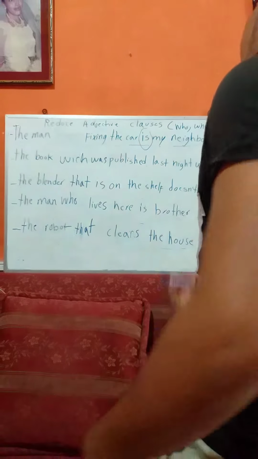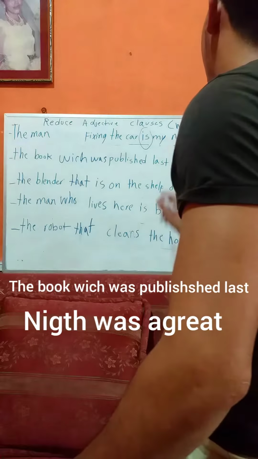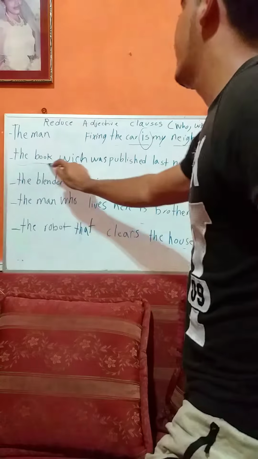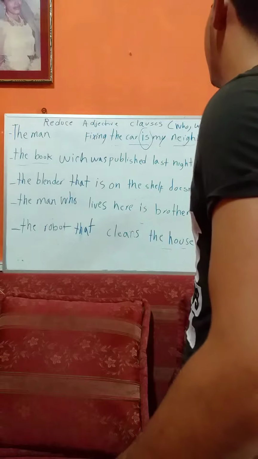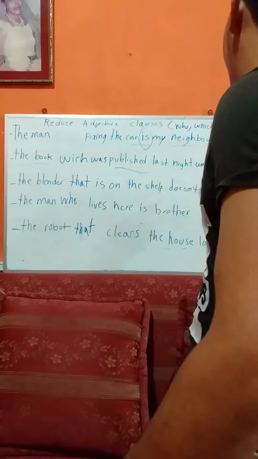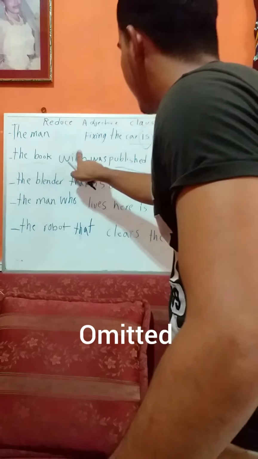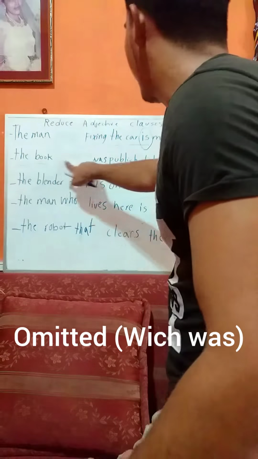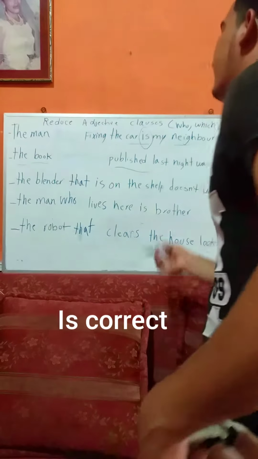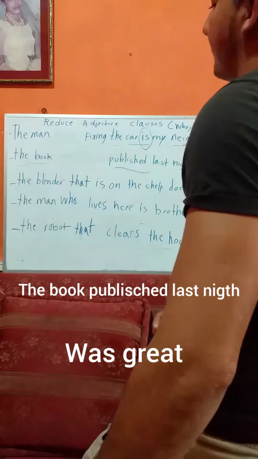Example number 2. The book which was published last night was great. The subject is the book, and the adjective clause is which was published last night. Okay. The omitted words are which and was. It is correct: the book published last night was great.